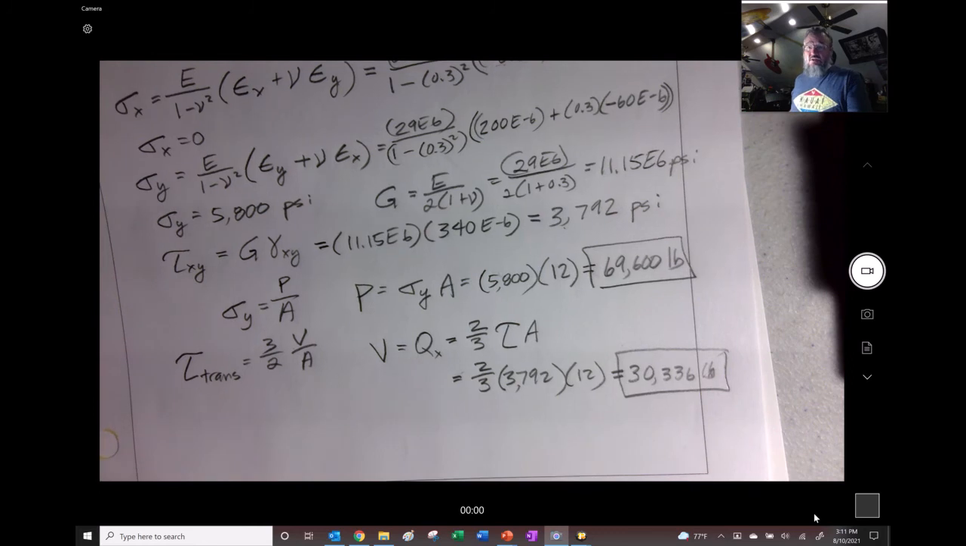Right there. So these strain gauges help to establish what the forces are on the thing.